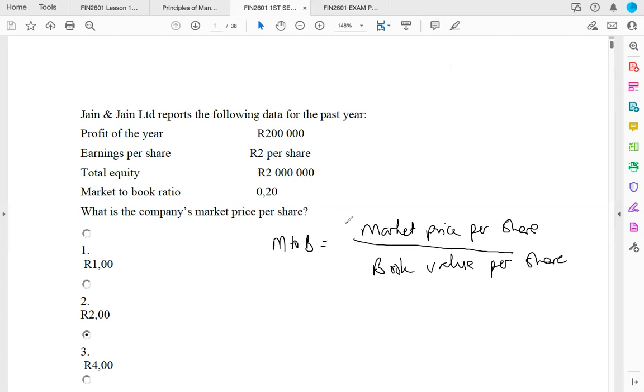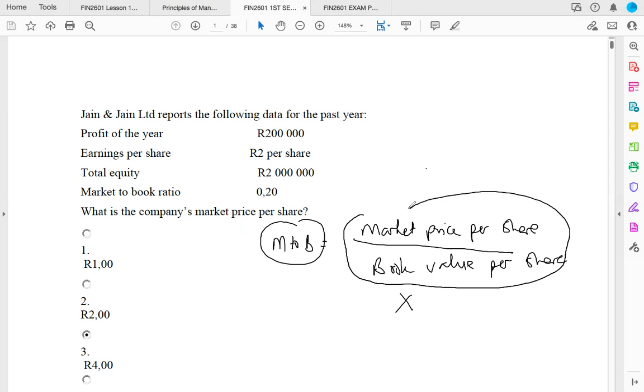So there's actually a nice formula we can use to help us calculate the market price of the share if we've been given the market to book ratio. The formula simply says we can take the market to book ratio that we've been given. This is the formula for the market to book ratio. If we want to get the market price per share, we can simply take the market to book ratio and multiply it by the book value per share. And then the answer we'll get here will give us the market price per share, okay?